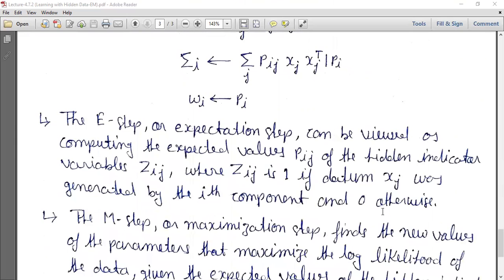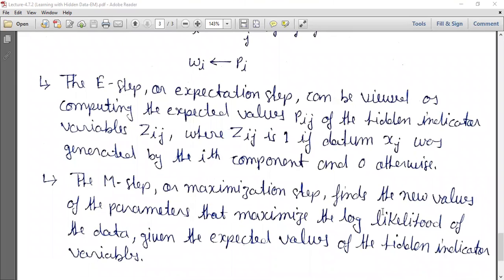The E step, or expectation step, can be viewed as computing the expected values pij of the hidden indicator variables Zij, where Zij is 1 if datum xj was generated by the ith component and 0 otherwise. The M step, or maximization step, finds the new values of the parameters that maximize the log likelihood of the data given the expected values of the hidden indicator variables. Thank you.